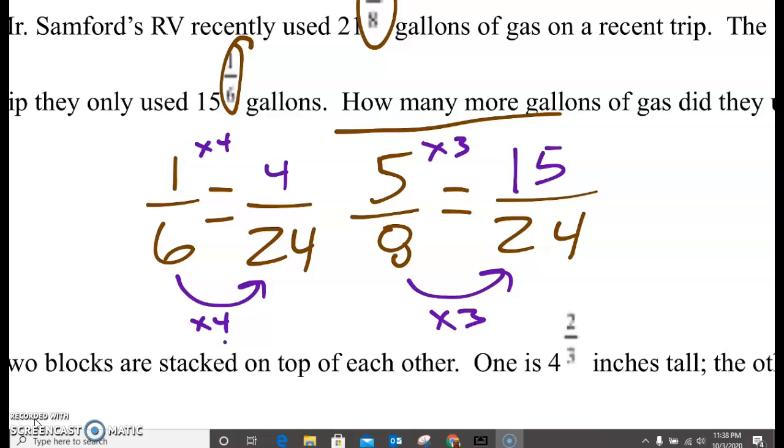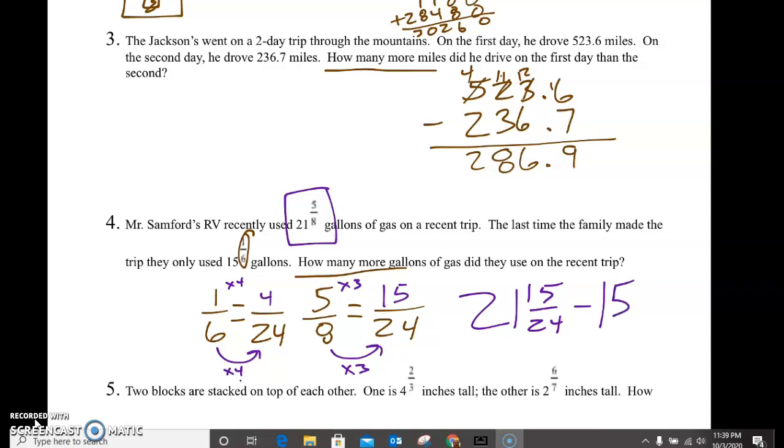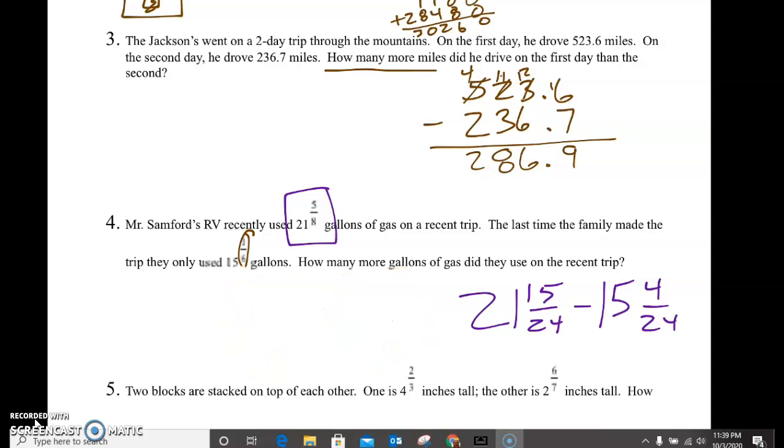So our new fractions, sorry, let me erase some of that. It's getting a little bit messy. So the 5/8 is, I'm looking at this one right here, 21 5/8 is now 21 15/24. And the 1/6 is now 15 4/24. So on this one, we don't have to borrow anything.